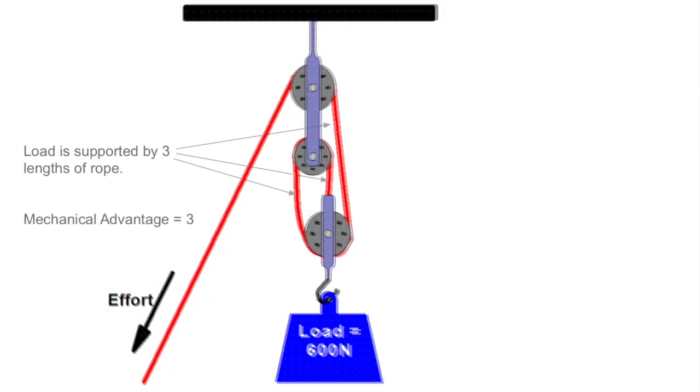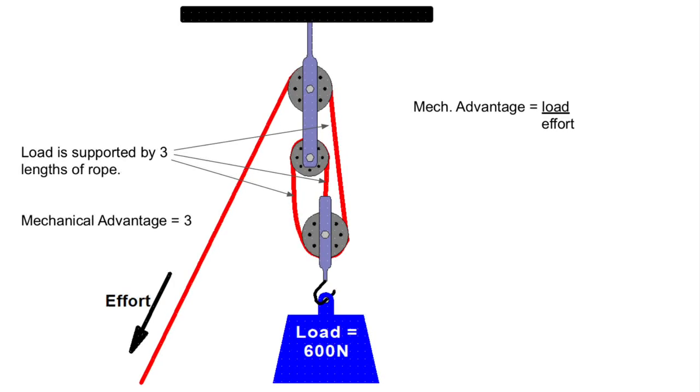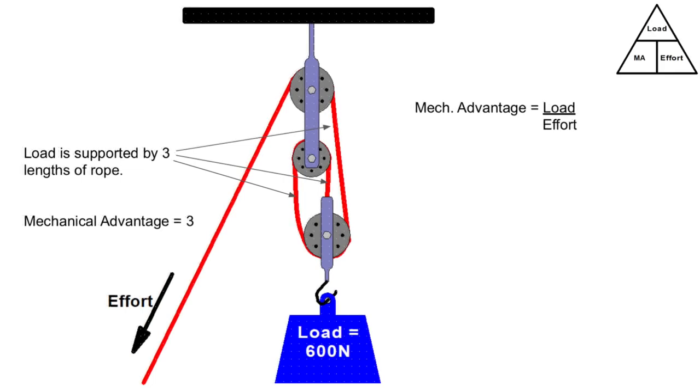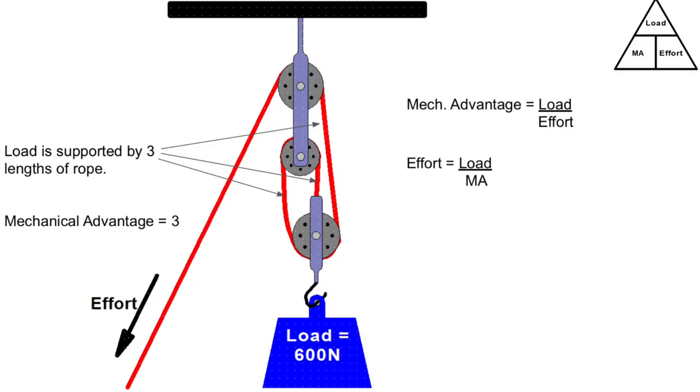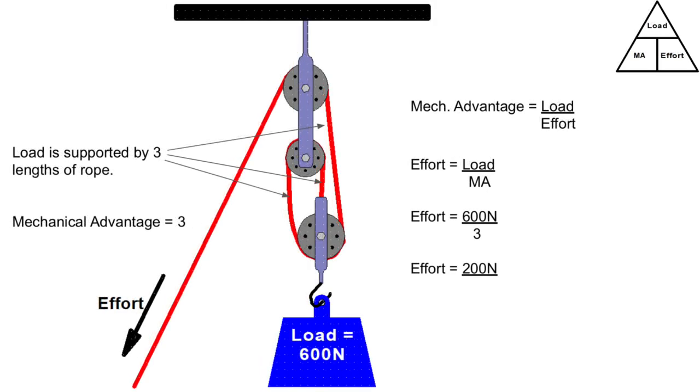In this example, the load's actually supported by 3 lengths of rope, giving it a mechanical advantage of 3. And this enables us to actually calculate what effort will be required to lift that load. So if you start off with the formula that mechanical advantage equals load divided by effort, you can rearrange it to get effort equals load divided by mechanical advantage. Some of you like to use a triangle, like in the top right hand corner, to do this. And then if you sub the numbers in, you can work out that the effort equals 200 newtons, meaning that this system allows you to move a heavy load where the effort is only a third of the load.